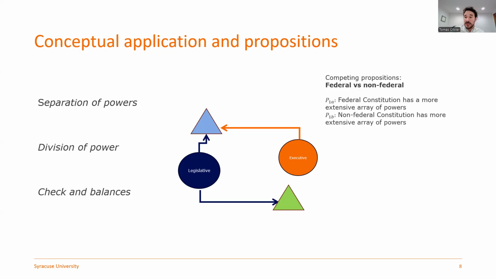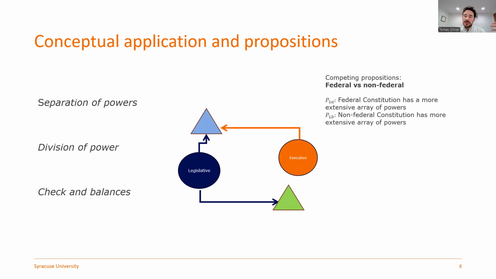In a federal constitution, because there's another layer of subnational governments that have authority and some degree of autonomy, we argue that it's possible that they will grant a more extensive array of powers to the legislative and the executive than in the non-federal constitution. The competing proposition says that in a non-federal constitution, the authorities that in a federal system are granted to a subnational government all go back to the national level government. Therefore, we should expect the executive and legislative to have a more extensive array of powers than in a federal constitution.